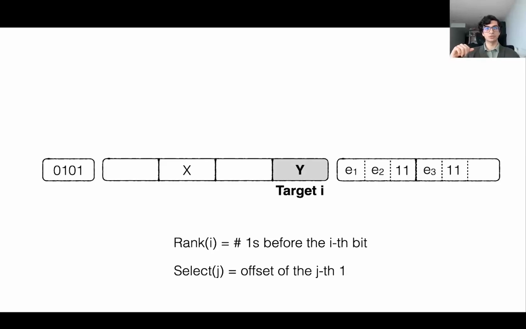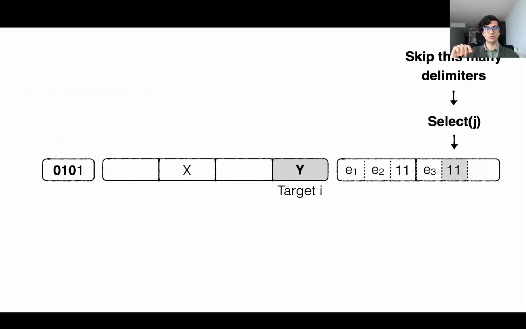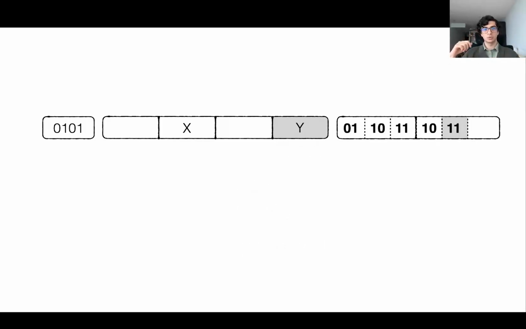So, if we want to find the extension of the ith counter, let's say, we first apply rank to the overflows bitmap to determine how many counters have overflowed before our target, which we'll denote by j. Then, we'll apply select of j to the extension pool to skip over the first j extensions and arrive at our target's extension. But of course, select doesn't just work out of the box like that, so we have to do some extra processing to make this procedure work. To illustrate the idea, let's work with an example.